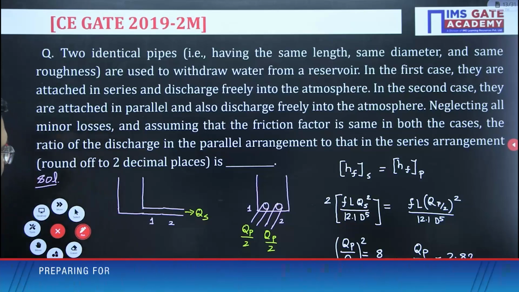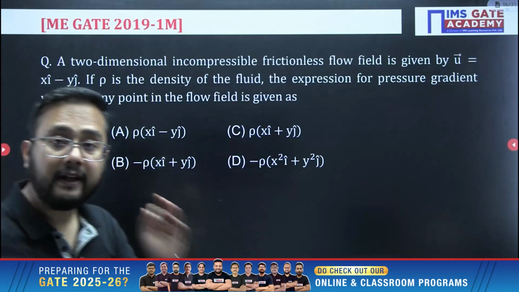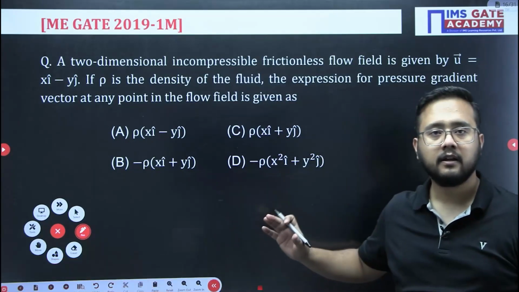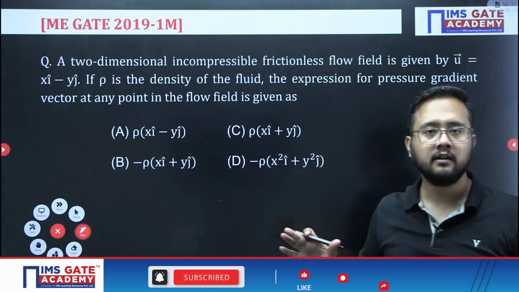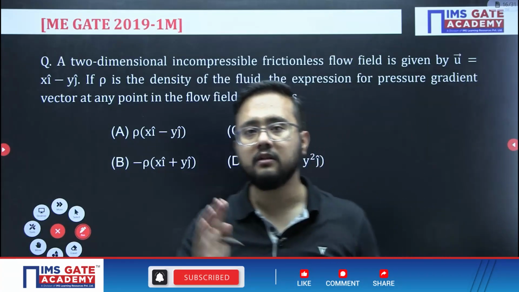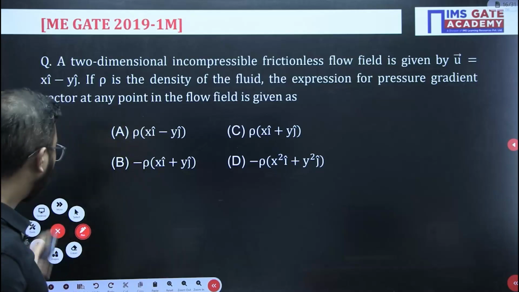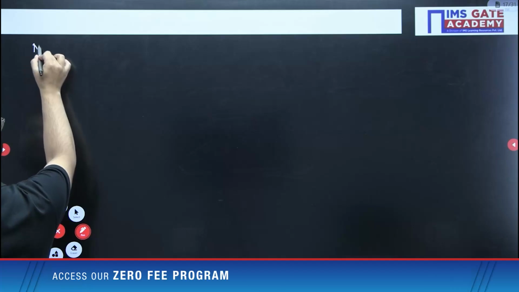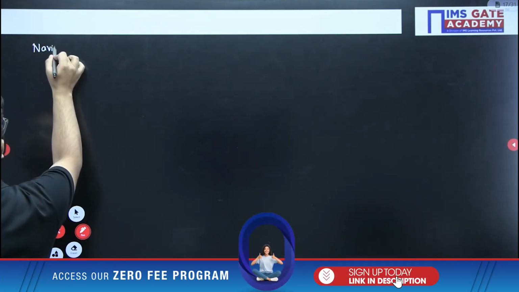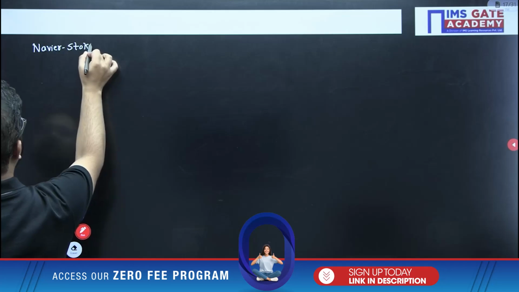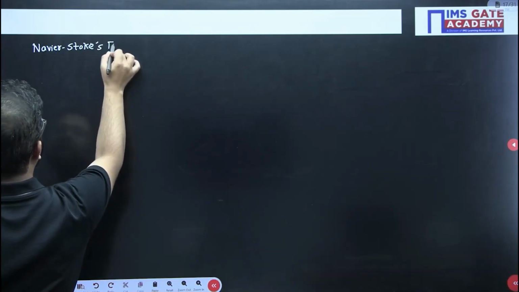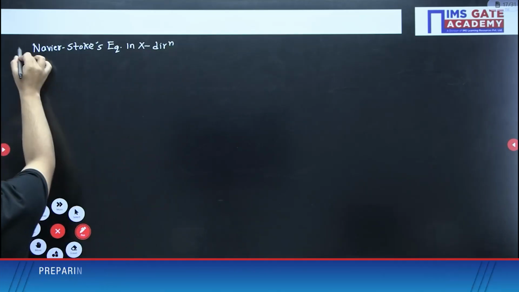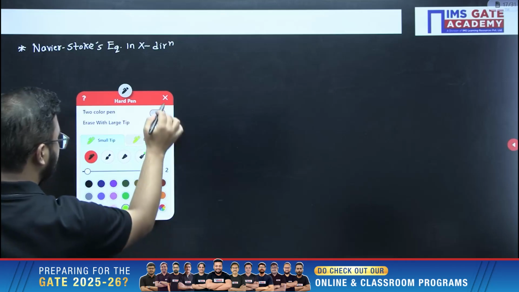Okay. Now, next question. This is again a very, very important question, because it is a direct application of the Navier-Stokes equation. They are asking for the pressure gradient vector. To calculate that pressure gradient vector, we need to know the Navier-Stokes equation. So first of all, I will write the Navier-Stokes equation in the x direction.